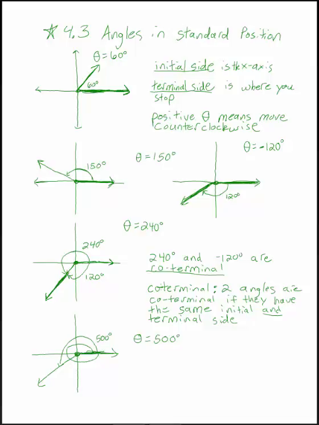Now it should make sense that those two are coterminal, because if you added 360 degrees to any angle, 360 degrees is just one full lap around the circle, you would end right back where you started. So you can take any angle and add any multiple of 360 or subtract any multiple of 360, and you're going to get an angle that's coterminal.